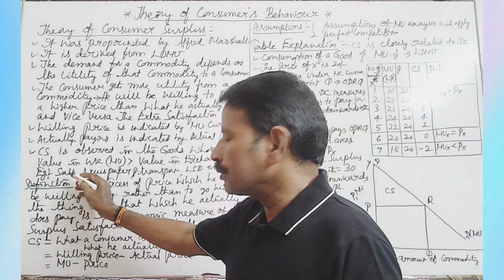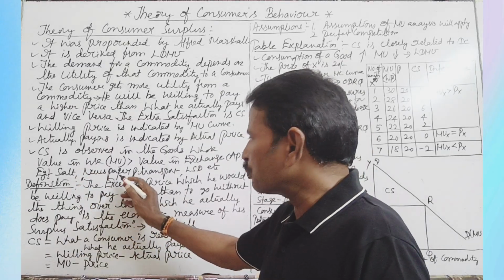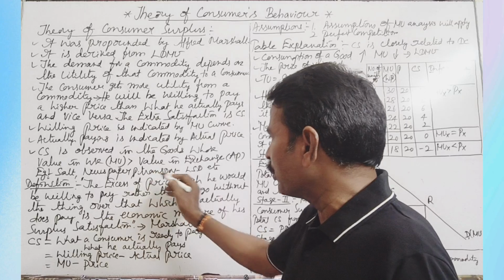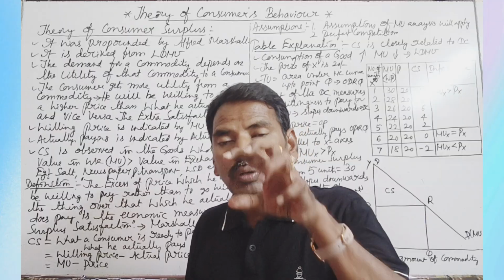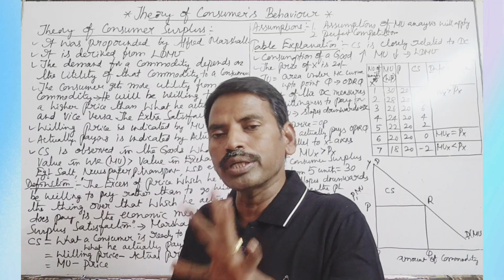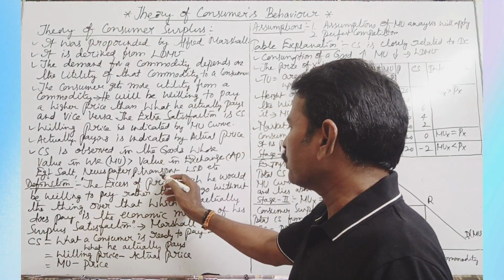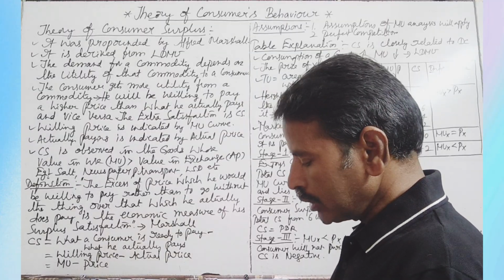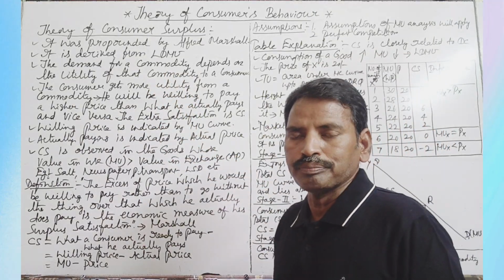For example, salt: value in use is more, value in exchange is less. Newspaper: value in use is more, value in exchange is less. Likewise, public transport, life saving drugs, matchbox, etc. Here we observe consumer surplus. So, this is the introduction to consumer surplus.